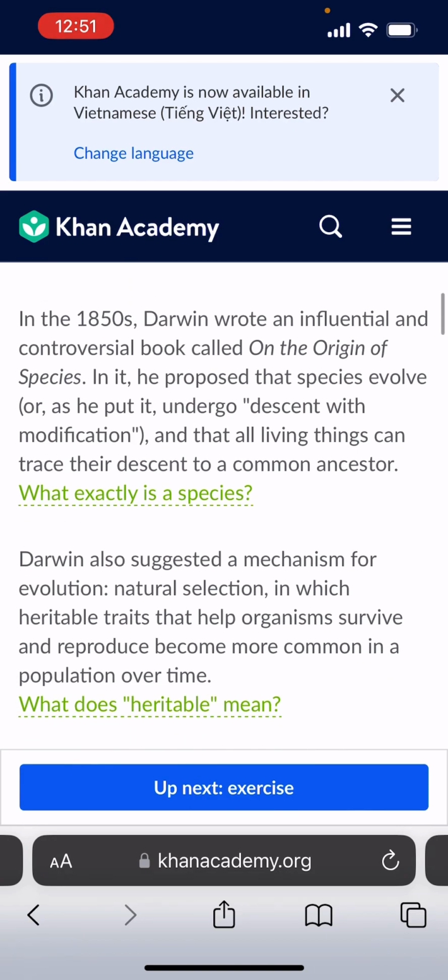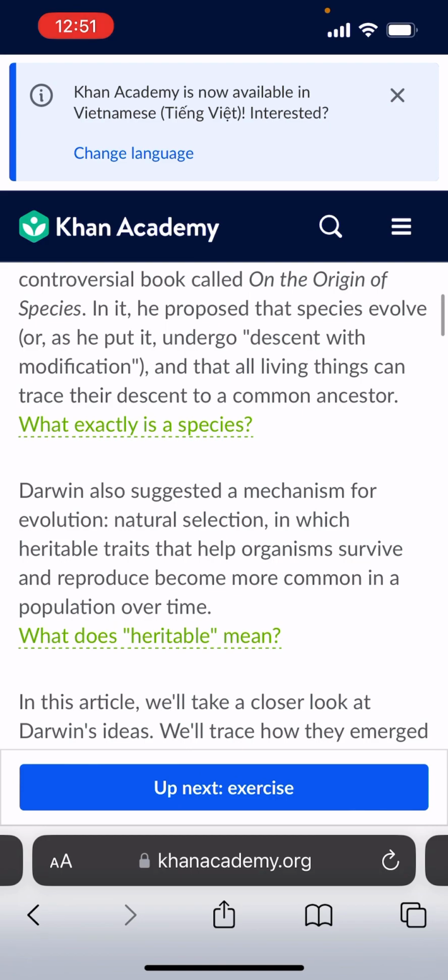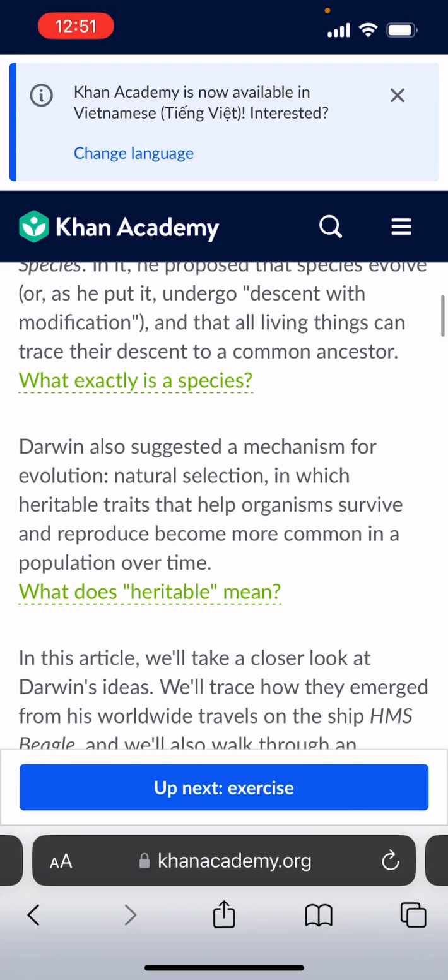You can learn more about this in the article, What exactly is a species? Darwin also suggested a mechanism for evolution, natural selection, in which heritable traits that help organisms survive and reproduce become more common in a population over time.